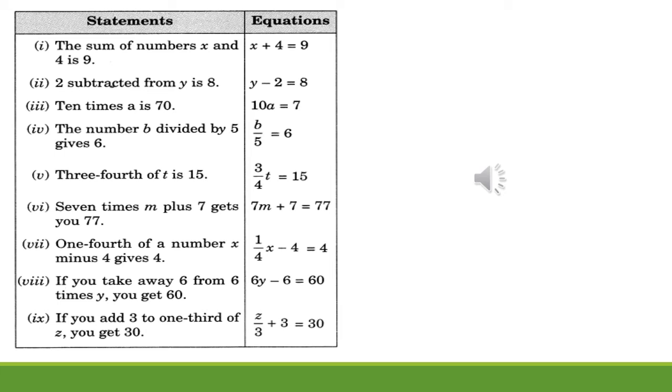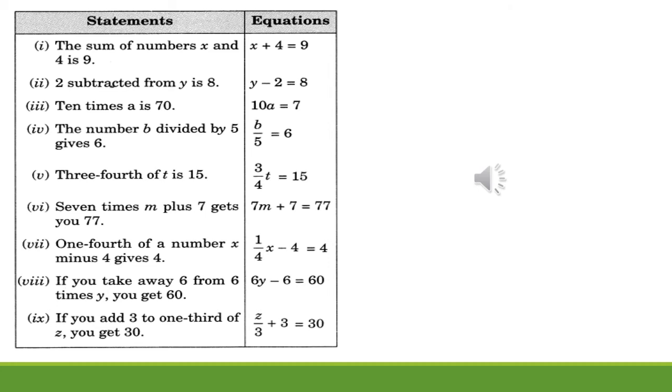Part 5, 3/4 of t is 15. 3 by 4 t is equal to 15 because of means multiplication. So 3/4 is multiplied with t to get LHS of the equation. Part 6. 7 times m plus 7 gets you 77. 7 times m is 7m plus 7 equal to 77. So the equation is 7m plus 7 equal to 77.